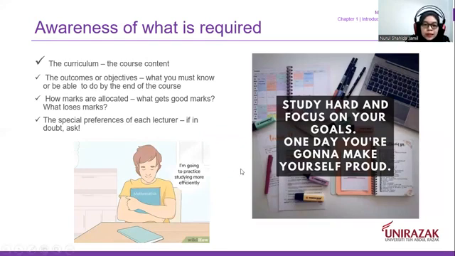Okay, imagine this is you. I'm going to practice studying more efficiently. Yeah, okay. Try to motivate yourself. Try to give positive words to yourself. Okay, study hard and focus on your goals. One day you're going to make yourself proud.